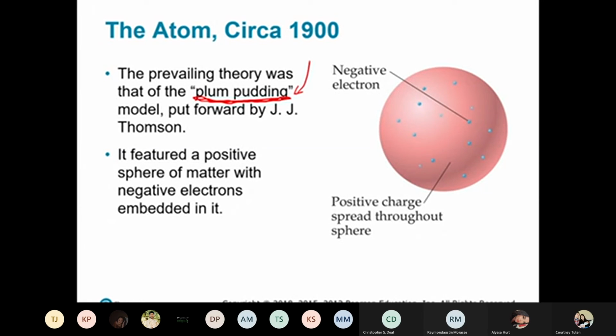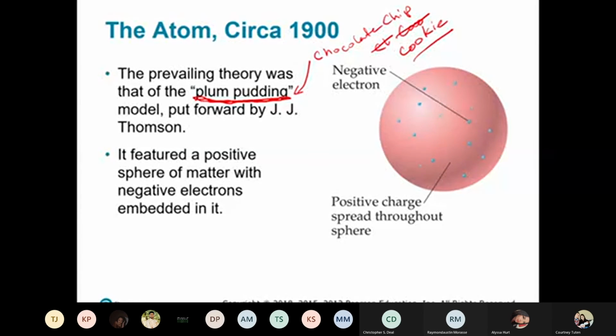I actually like to call it the chocolate chip cookie theory. Chocolate chip cookie. Uh-oh, don't know how to spell cookie. I can do it. Don't tell me how to spell cookie. There we go. The chocolate chip cookie theory, okay? And what he said was that an atom, right?